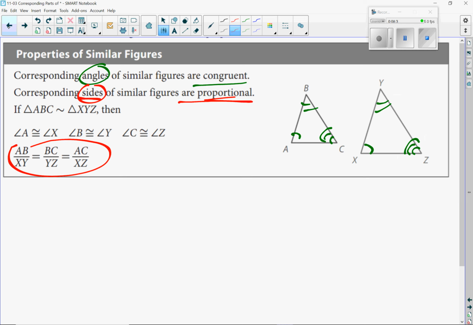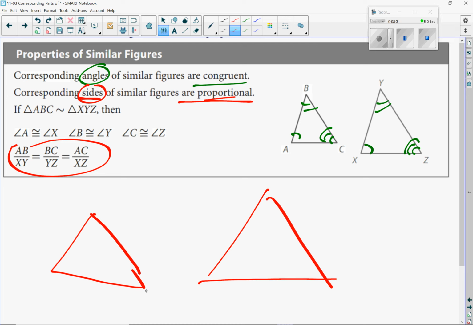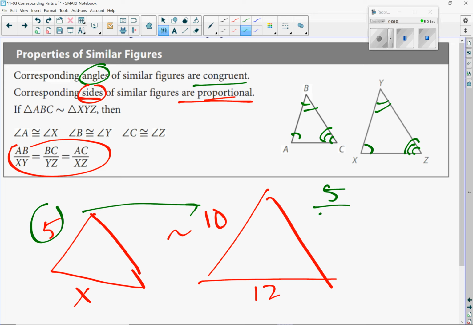So actually, let me go back real quick just to show you you've done this before. I know at some point in middle school you've had a couple of triangles, and they've said these triangles are similar, and they put a 5 here and an x here, and a 10 here, and let's say a 12 here. And they want you to find the value of x. The way we do that is we write a proportion. I match up corresponding sides. So 5 to 10 has to be the same as x to 12. Notice how I'm going in the same direction as I write this proportion. And then when you have a proportion, all you have to do is cross multiply.